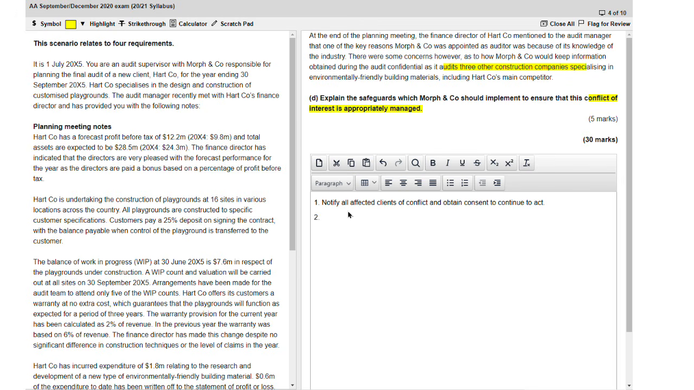Think back through your brain what else you will have pre-learned. The key thing is they need separate teams. Again, that might on its own just get half a mark. So just in case, you could mention the fact you would have separate partners in charge. So I'm saying that each client, these are the construction clients, would have or might have separate audit teams and a separate audit partner.